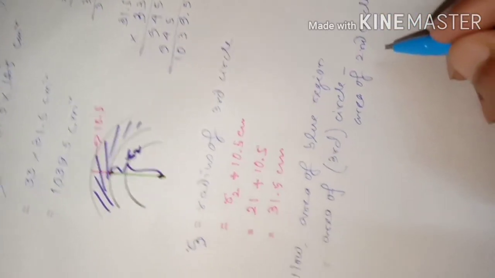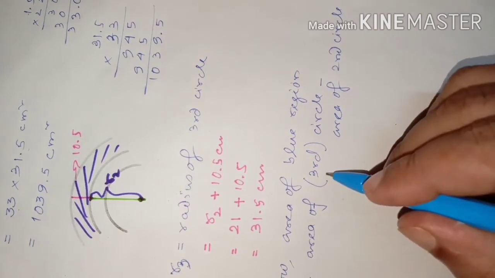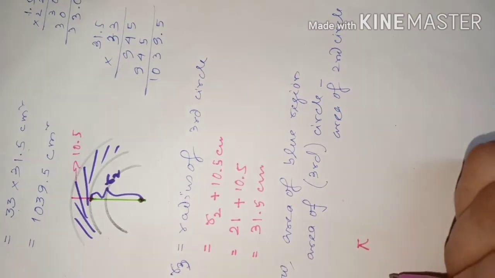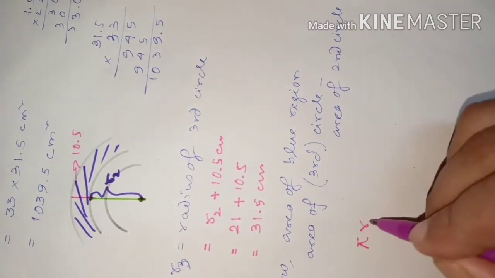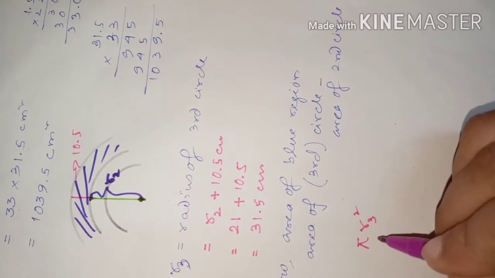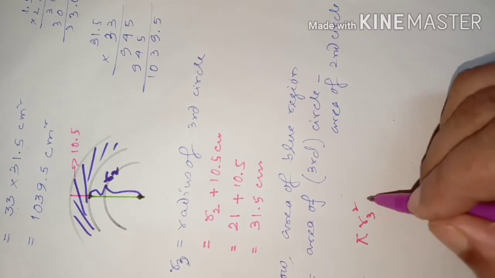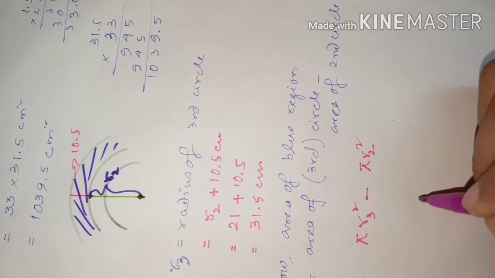This time I will show you another way without taking common factor. Area of third circle, when you write, what formula do you have to write? Pi, the formula is the same, only the radius is different. Third circle means pi R3 square, minus area of second circle, pi R2 square.